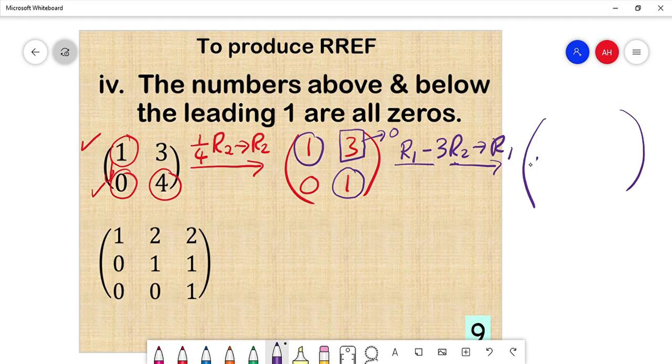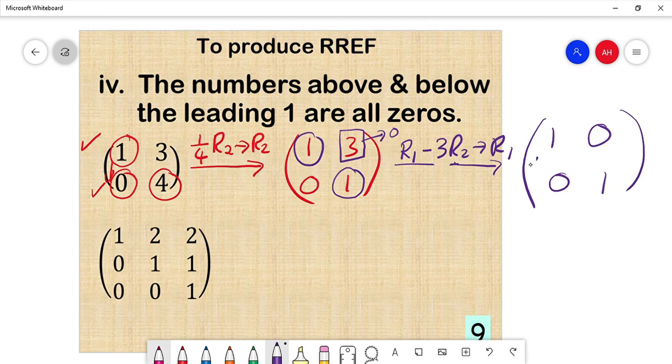Row number 2 is still the same, that is 0 and 1. Now for row number 1, this is still 1. When we multiply row number 2 by negative 3, we have negative 3, and when we add it to row number 1, we have 0. So this will be the answer, the new matrix, that is 1, 0 and 0, 1.